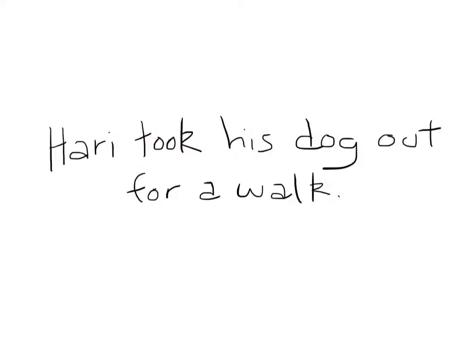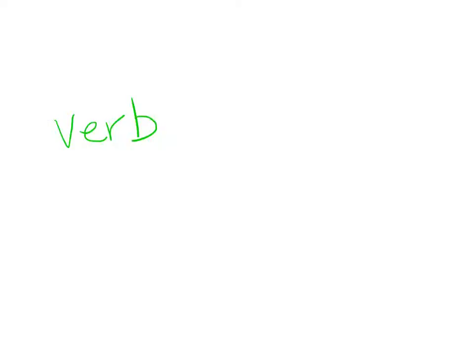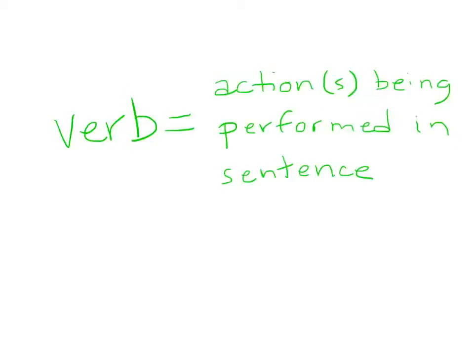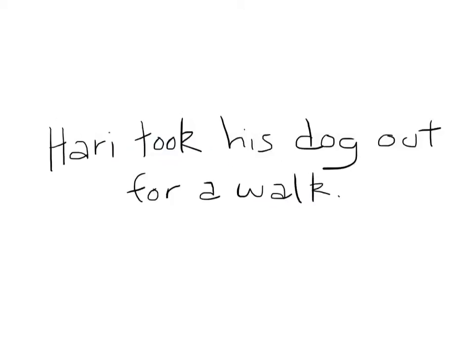In this sentence, let us first identify the verb. When we say verb, obviously we're talking about the word that describes the action being performed. What is the action here? Hari taking his dog out. Now, Hari himself is not an action, nor is his dog. Out describes where they went. Hence, took is the action or the verb.